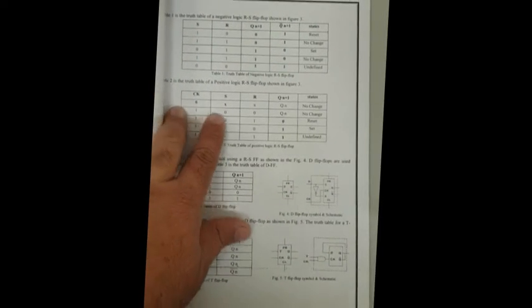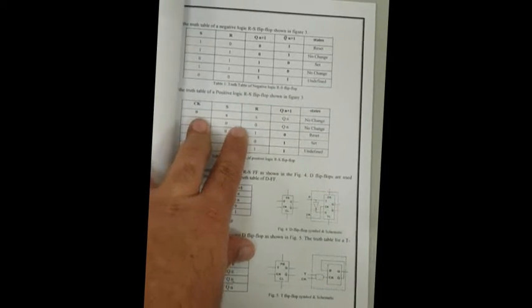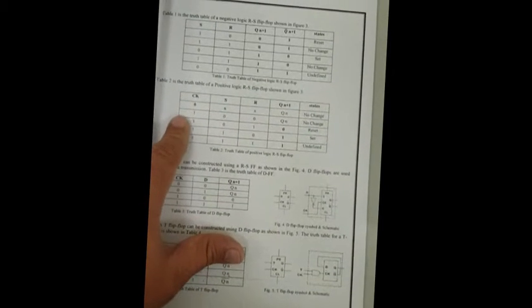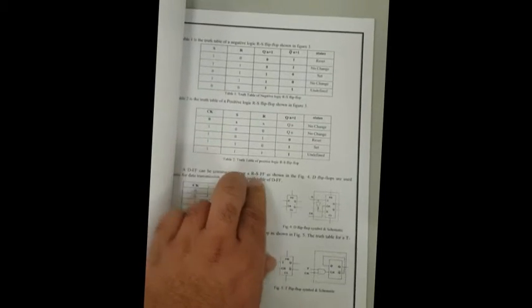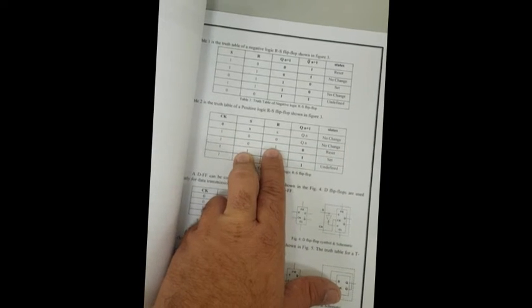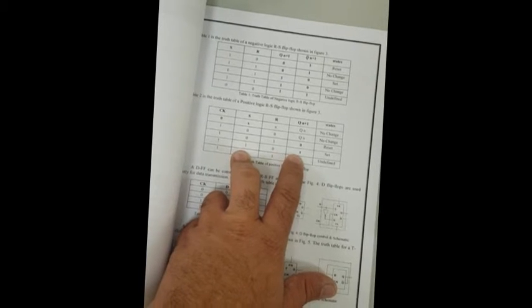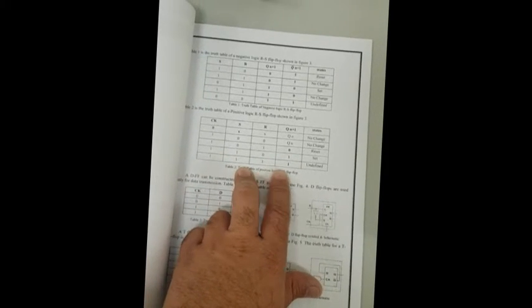The second one is the SR flip-flop with positive logic. In this case, this is the clock input, meaning the flip-flop will only operate if the clock input is equal to 1. If I have 0 0, there is no change in state. If R is equal to 1, it is going to reset the flip-flop. If S is equal to 1, it will set the flip-flop. In case of 1 1, it is going to be an undefined state.